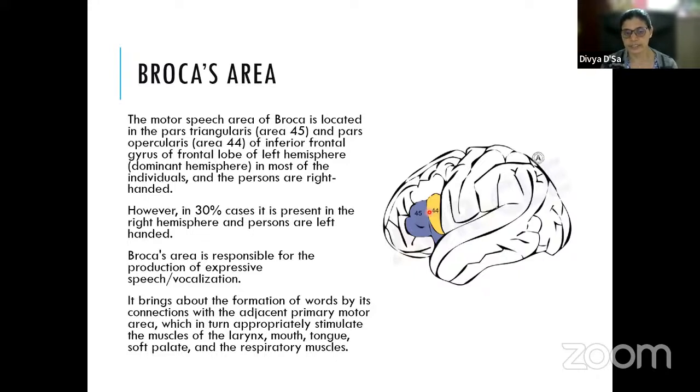What is its function? It is responsible for the production of speech or vocalization. When we ask a question to the patient, he understands the question but is not able to give the answer or reply properly. That is what happens in Broca's area. It forms words in connection with the adjacent primary motor areas, which stimulate the muscles of the larynx, mouth, tongue, soft palate, and the respiratory muscles.